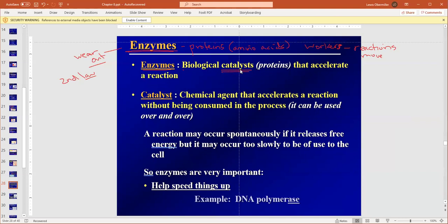And anything that speeds up a reaction is called a catalyst. So a catalyst accelerates a reaction. But not all catalysts are proteins, like there's a catalytic converter in your car that reduces pollution emissions, and that's made out of metal. So an enzyme is specifically a biological catalyst, and it's made out of proteins, and its job is to speed up a reaction.